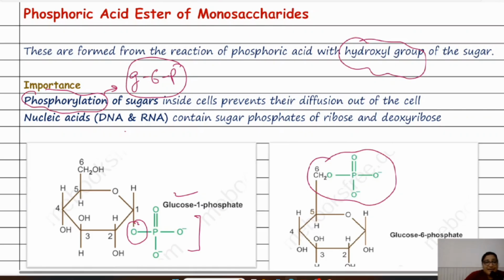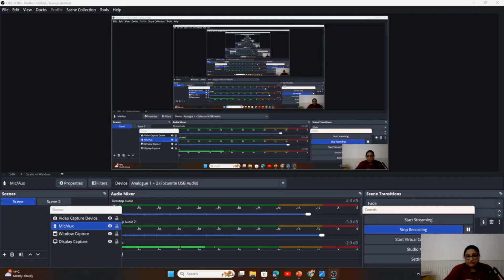And secondly, the nucleic acids such as DNA and RNA. We already know that DNA and RNA are composed of a phosphate and sugar backbone. And what are the sugars present in DNA and RNA? They are ribose and deoxyribose.